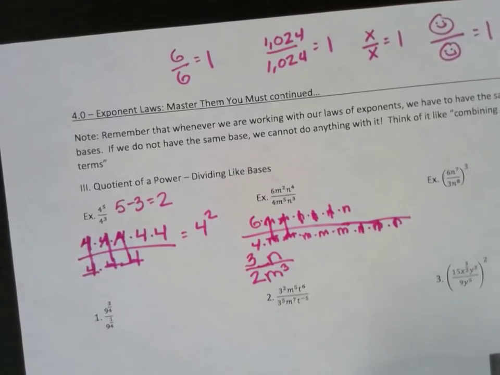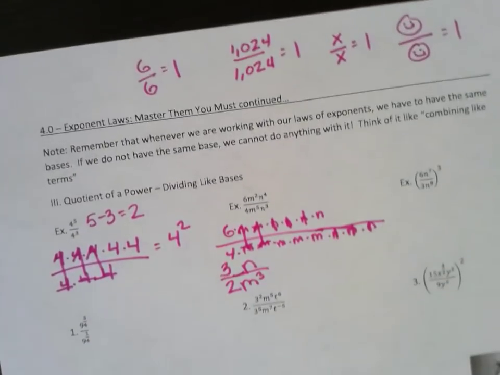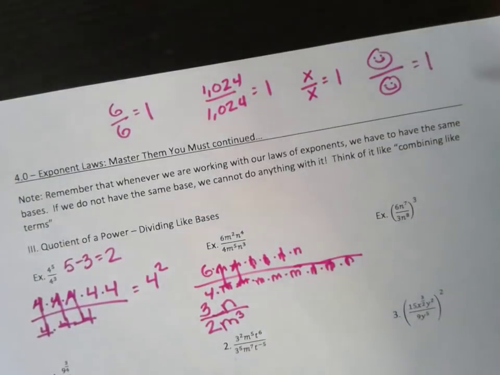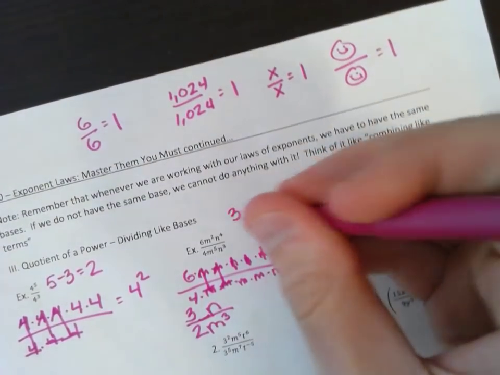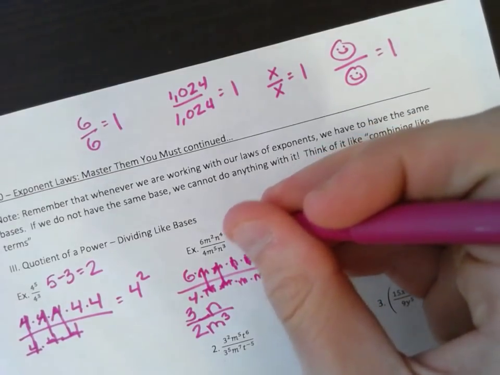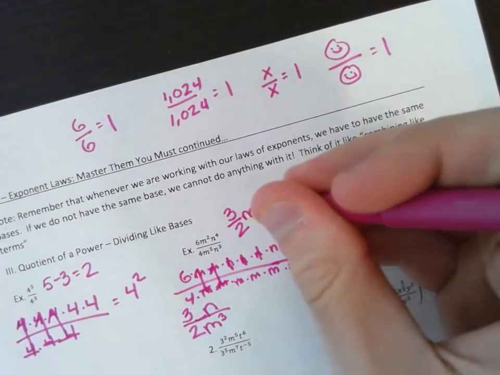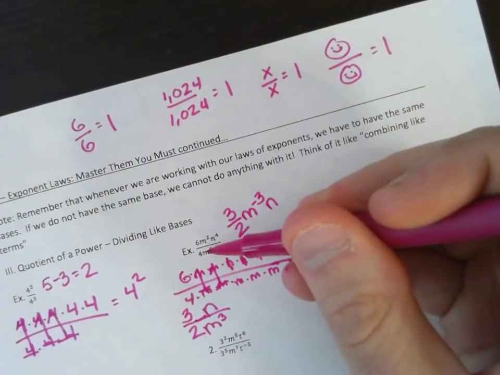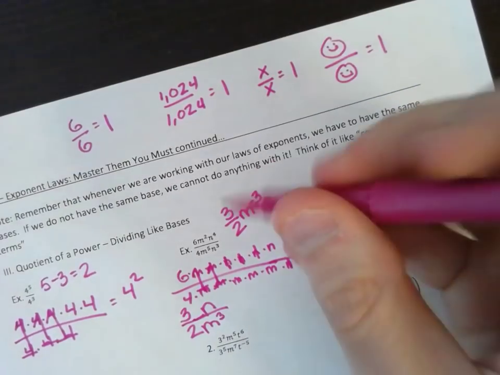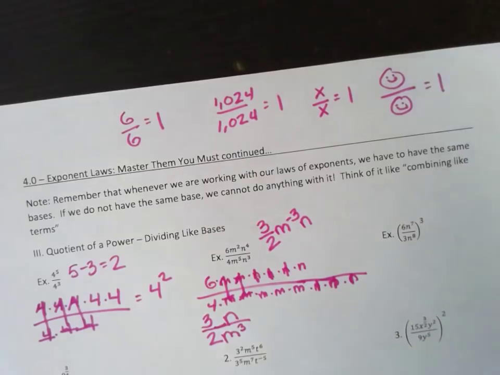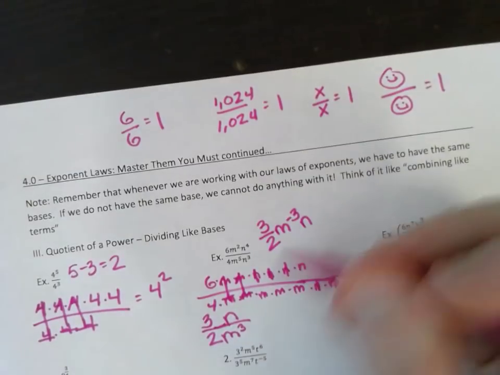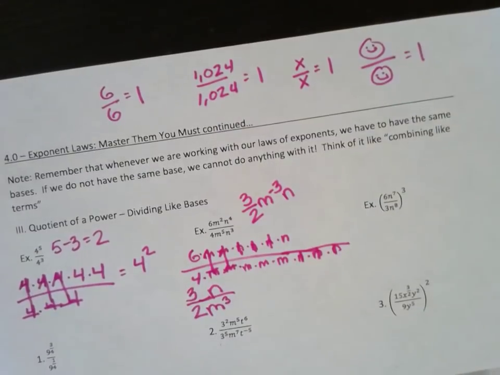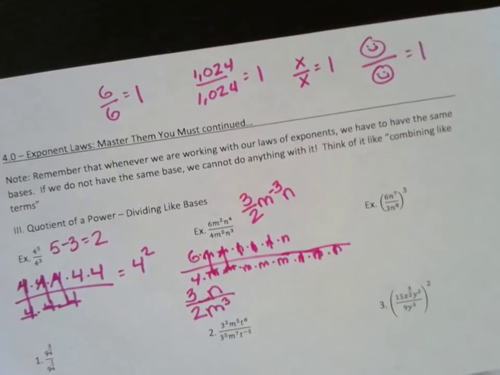3n over 2m cubed. Now, some of you are probably thinking, Mr. Z, I subtracted these, and I got 3 halves, m to the negative 3, and n. Because when you subtract 2 minus 5, you get negative 3. This is also correct. That's also true. Both of these are actually synonymous. They're equivalent. They're the same thing. And you're going to see why down the page.